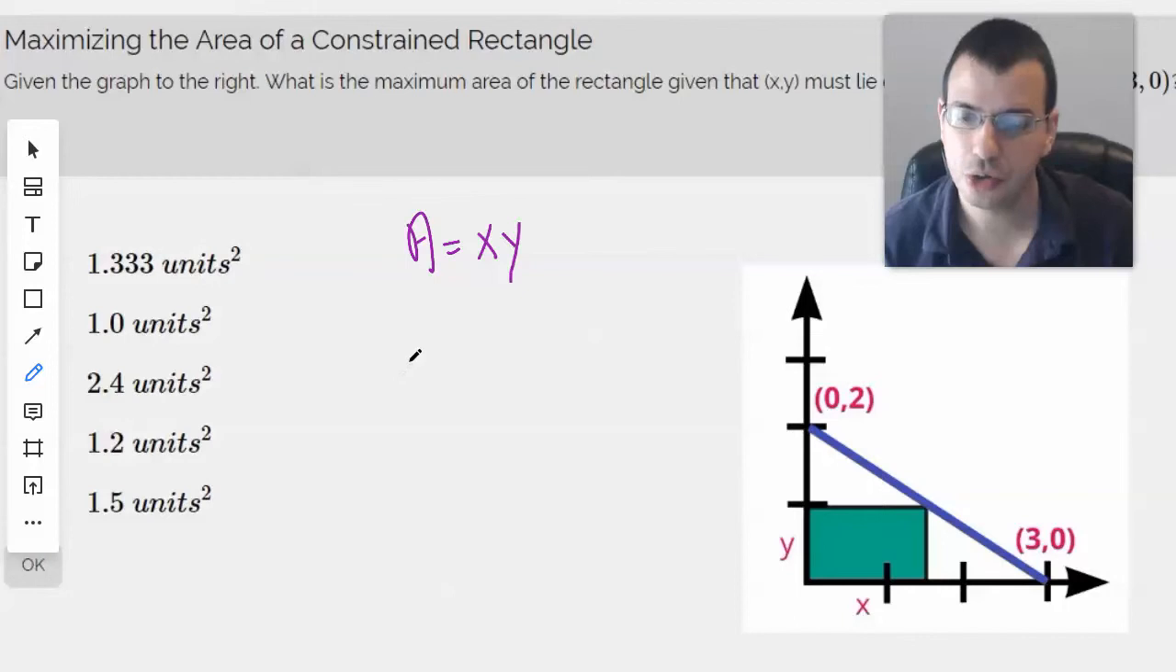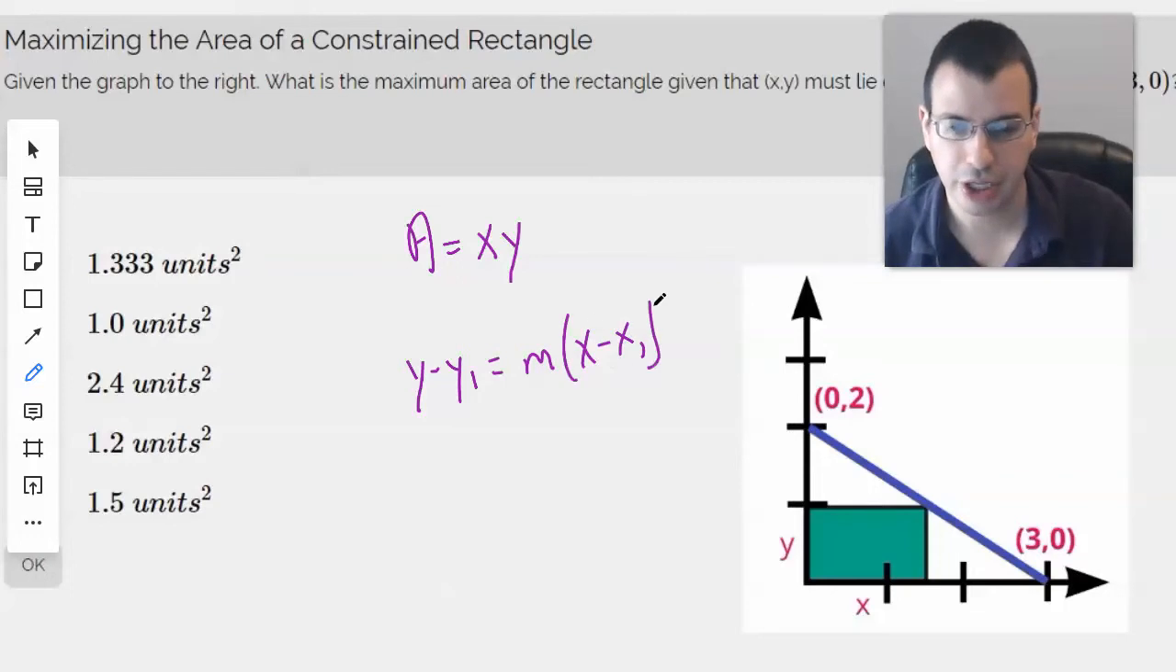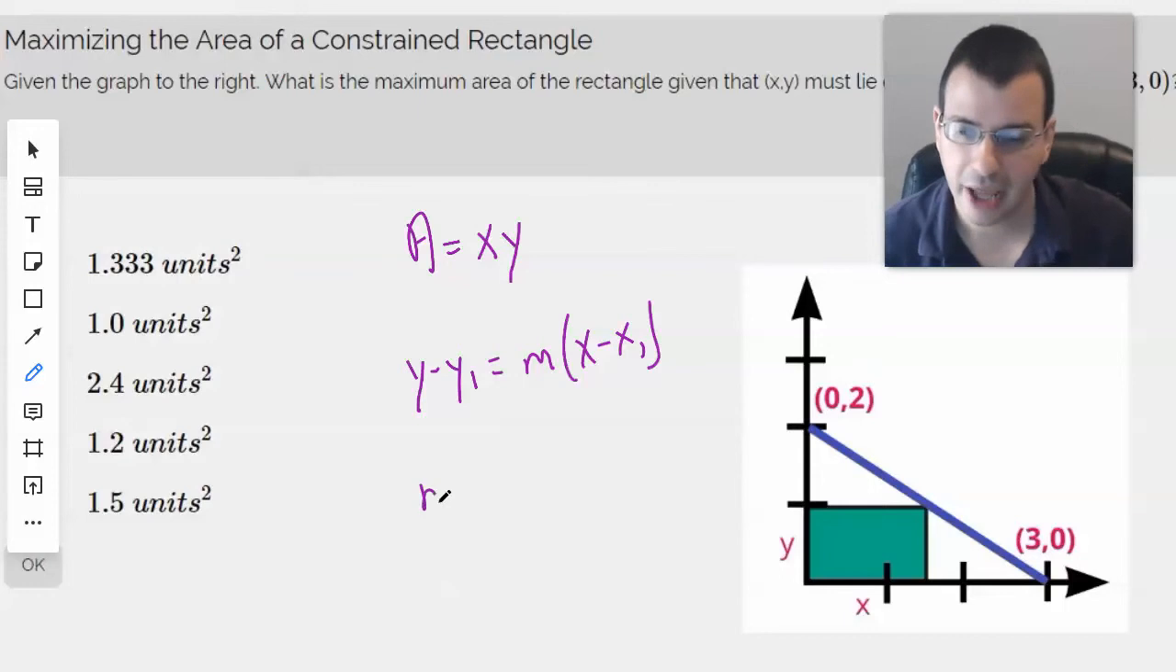So to do that, we're going to get an equation for the line. So y minus y1 equals m(x minus x1). That's the general equation for how you find a line. Now m will be rise over run, so it'll be delta y over delta x.